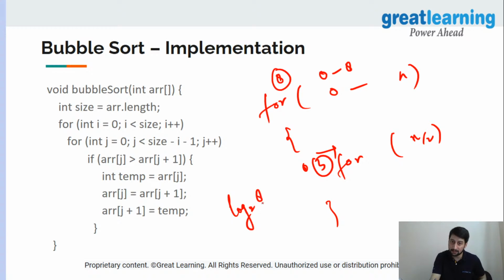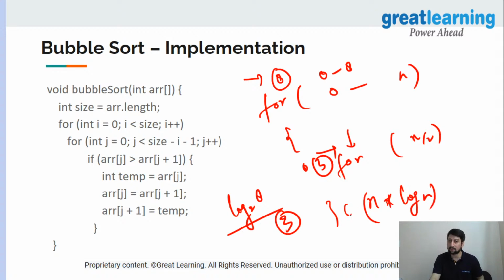What is the value of this thing? Log 8 to the base 2, it will be 3, right? So if the inner loop is working 3 times and the outer loop is working 8 times, that means this is the case of n into log n. Now this will be the time complexity in this case, right? Don't just mug it up that every time you have a nested for loop, that will be the case of n square time complexity.